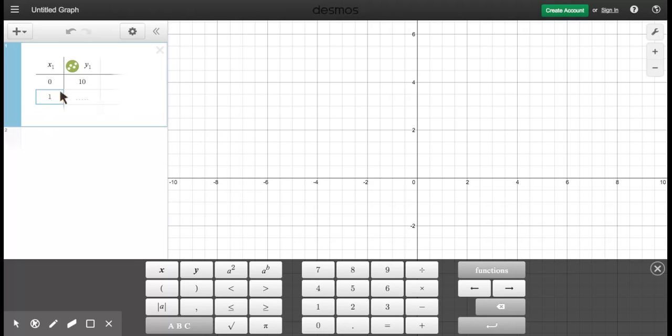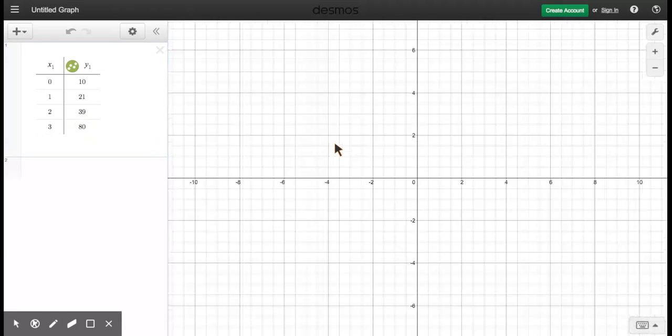In this case, when x is 0, y is 10. When x is 1, y is 21. When x is 2, y is 39. When x is 3, y is 80. And I think you can see the pattern here.